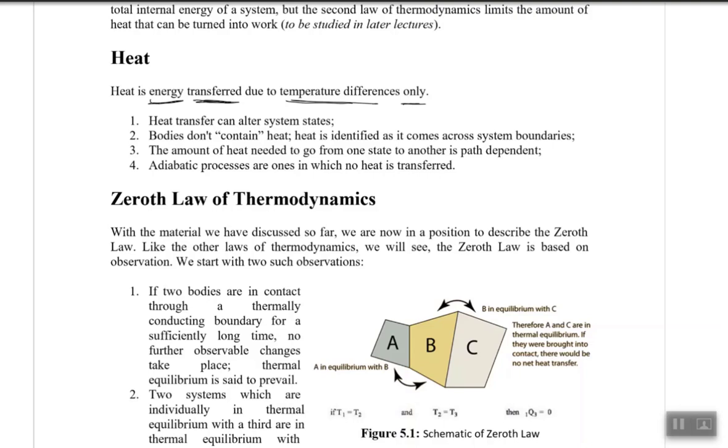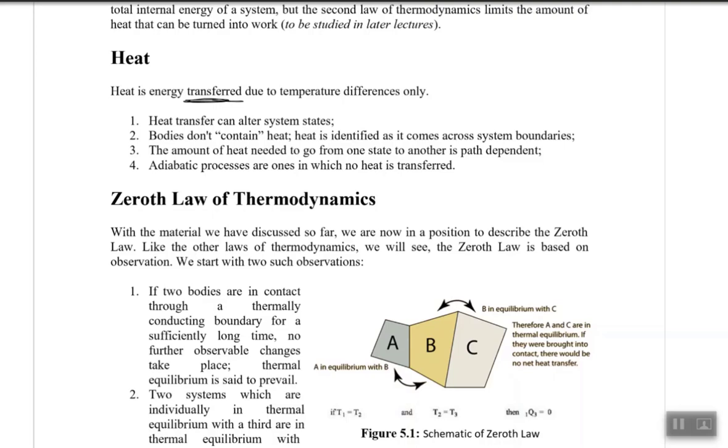So heat, as we said earlier, is the form of energy which can be used to change the state of the system, or we can say heat is a transfer. Heat transfer can alter the system state. Bodies do not contain heat. Heat is only identified when it crosses the system boundary. As said a little earlier, heat is only and only defined when it is transferred. Heat cannot be defined when it is not transferred.